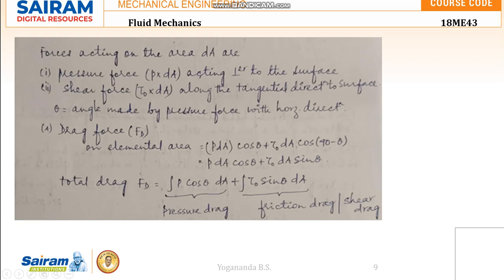So the total drag force is the integration of this P cos theta dA. Since P, pressure, is there, it is called pressure drag. And here we have tau naught, that is shear stress, so it is shear drag or the frictional drag.